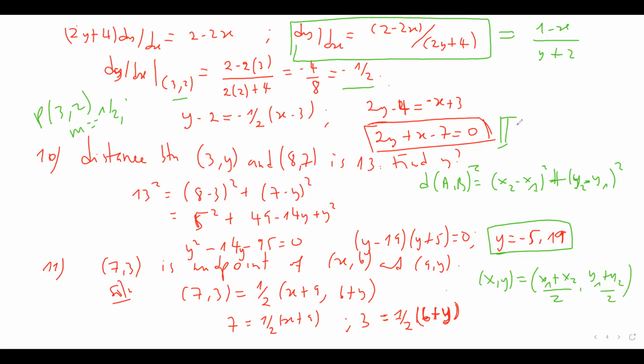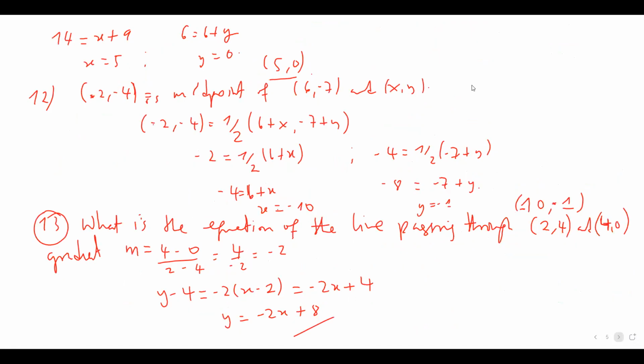So basically, if this is your (x, y), this is your x1, y1. Let me call this a1, and this is your a2. Then you can write the sum of the x values, which is x and 9, and the sum of the y values, 6 and y, over 2. You know that 7 corresponds to the x component, 3 corresponds to the y component. So 7 is equal to half of x plus 9, and 3 is equal to half of 6 plus y. You can expand, and finally, you should have x is 5 and y is 0.